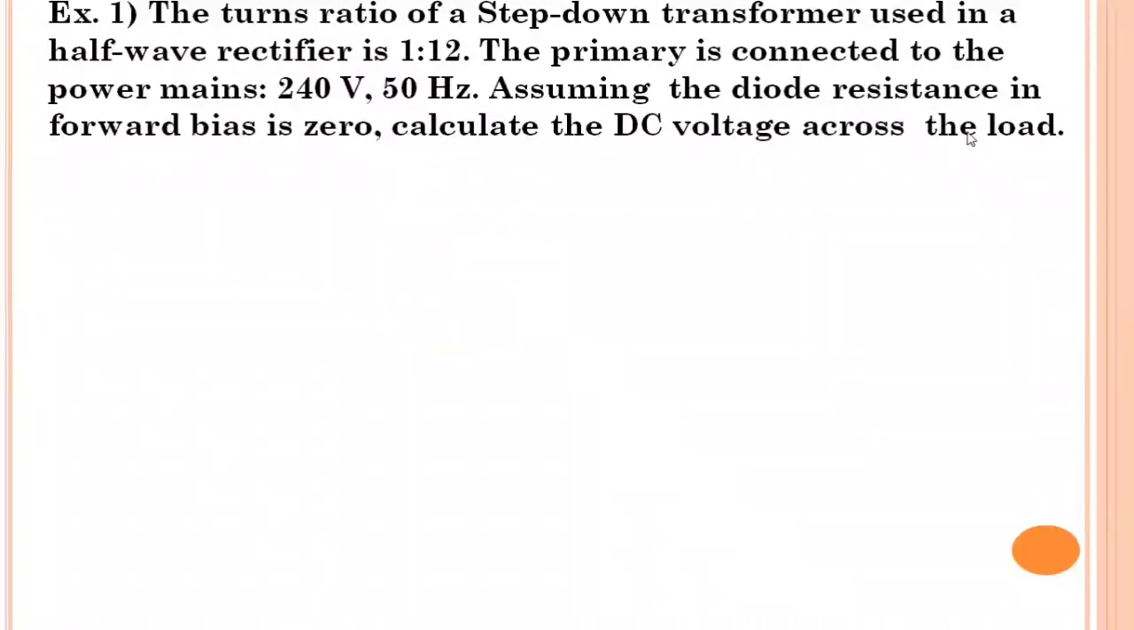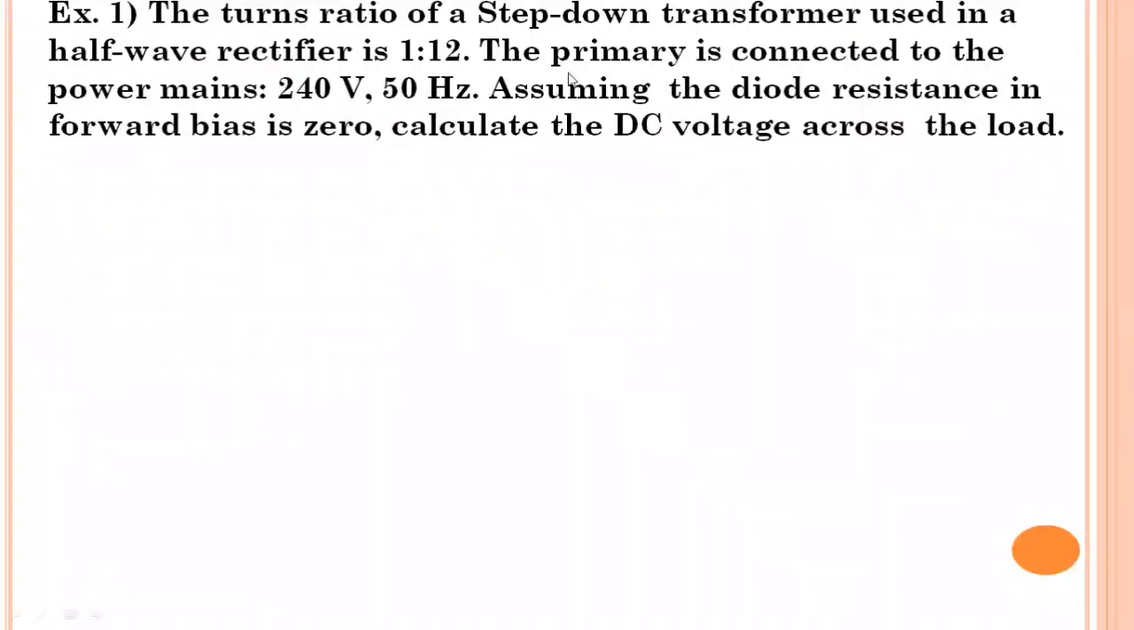I'll remind you of the meaning of this. Step down means the number of turns of winding of a secondary coil is always less than the number of turns of winding of a primary coil. That means N2 is smaller than N1. Then 50 Hz is the frequency of the AC mains supply. 240 volt is the RMS value of the AC mains voltage. If not mentioned, AC voltage is always measured in RMS.